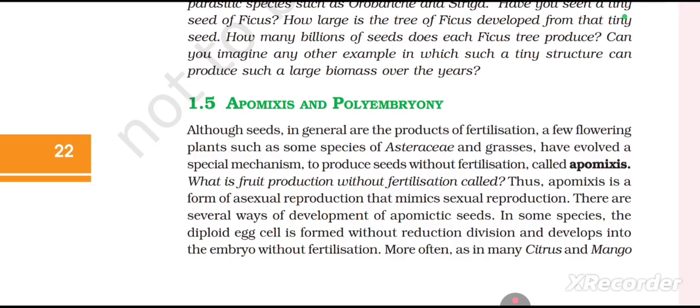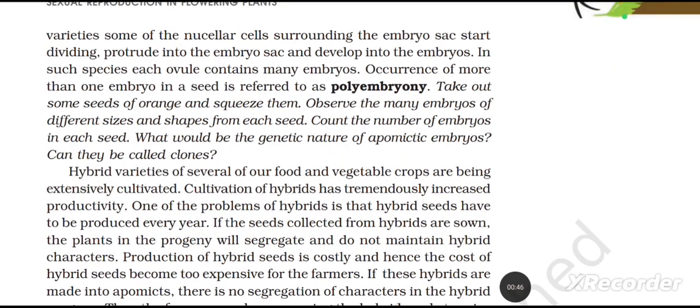In some species, the diploid egg cell is formed without reduction division and develops into the embryo without fertilization. More often, as in many citrus and mango varieties, some of the nucellar cells surrounding the embryo sac start dividing, protrude into the embryo sac, and develop into the embryos.